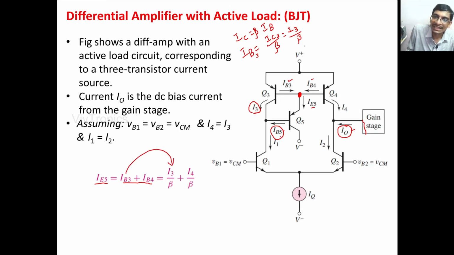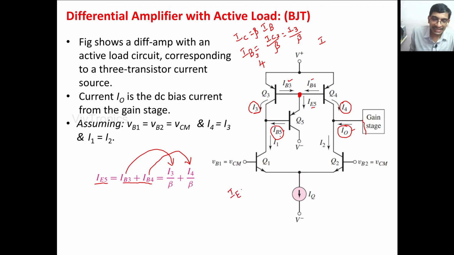Similarly, the IB4 current can be written as IB4 is equal to IC4 divided by beta. Instead of IC4, we have I4. Therefore, we can write IB4 is equal to I4 divided by beta, which is the collector current divided by beta. Now I am going to write this base current IB5. And we know one more relationship in transistors.